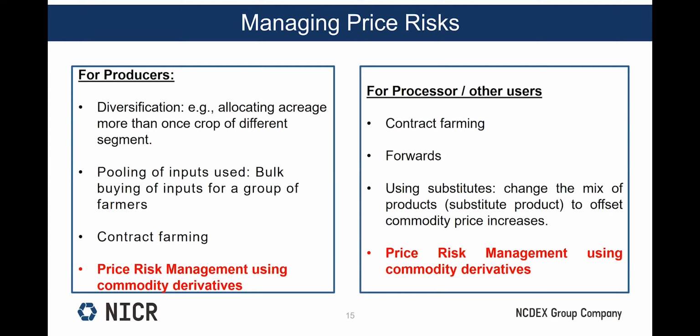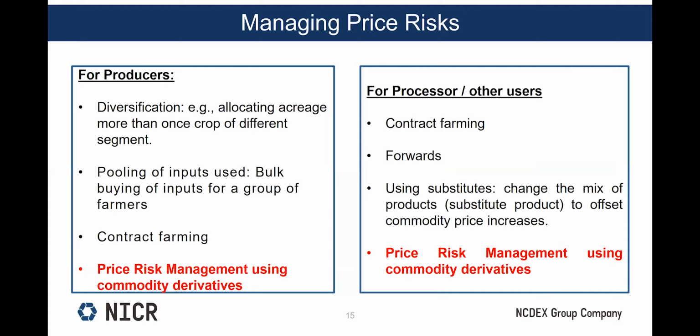You can also reduce your input cost by pooling, which is what is happening today through farmer producer companies. One can try to get into the contract farming model, which we must have studied, like Pepsi or McCain or Jain Irrigation for mango. So there are various contract farming models available, and when these tools are not available or in combination, price risk can be managed using the commodity derivatives market.